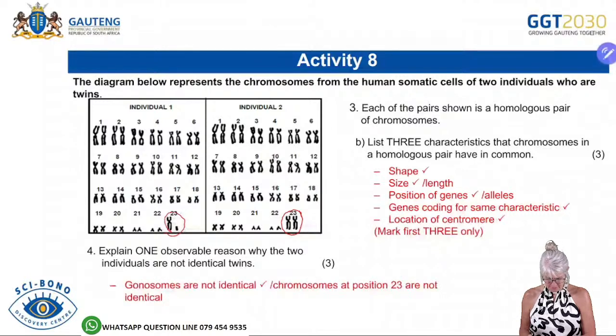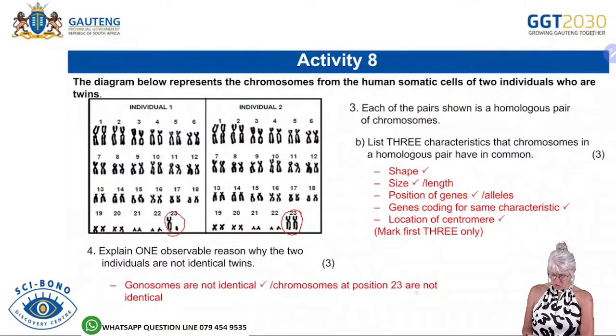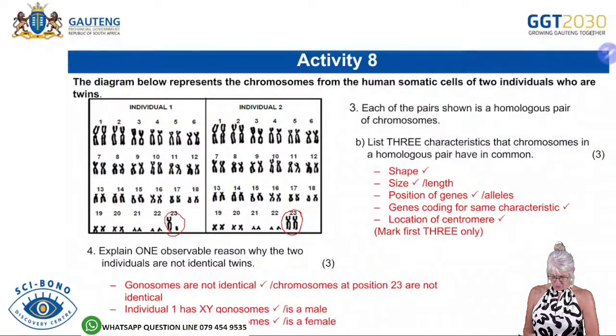All right, so the gonosomes are not identical, or the chromosomes at position 23 are not identical, and therefore individual 1 has an XY gonosomes or is male, and individual 2 has 2 X gonosomes or is female.